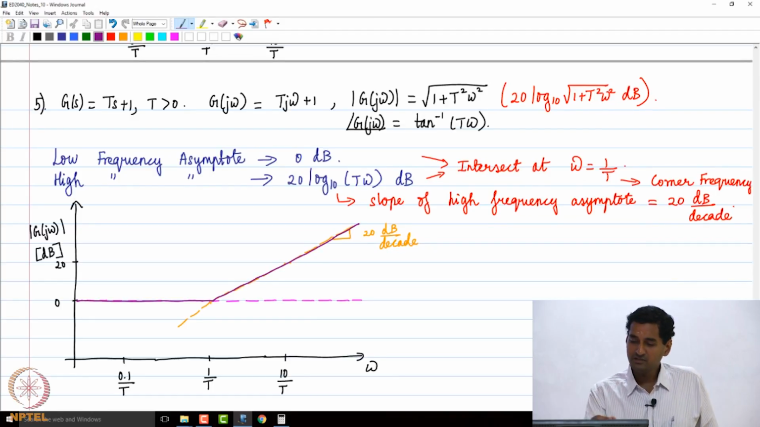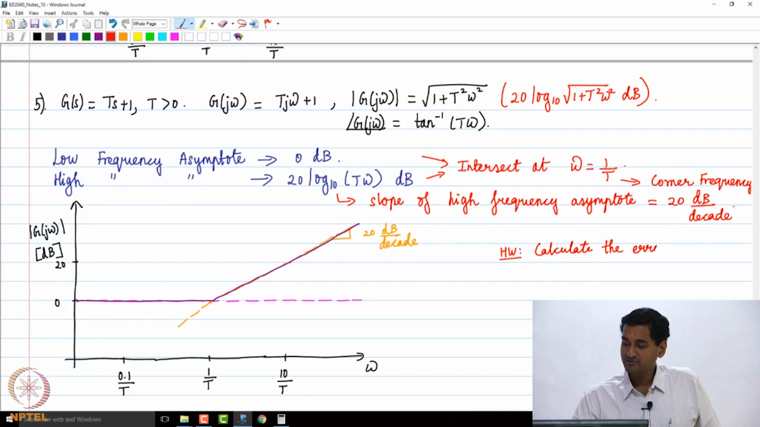And as homework, calculate the errors, the error in magnitude as before. You will see that it's a very simple process, but I want you to do it.